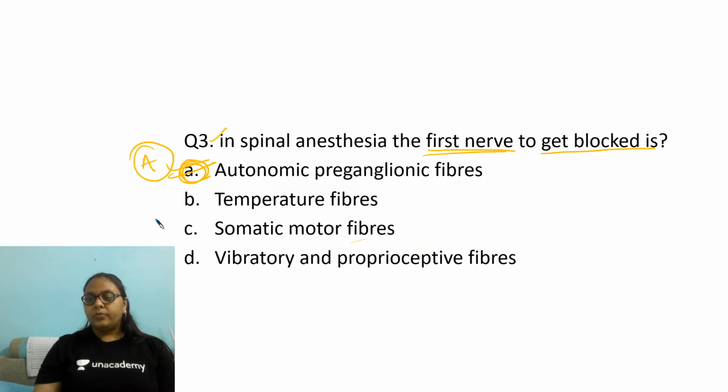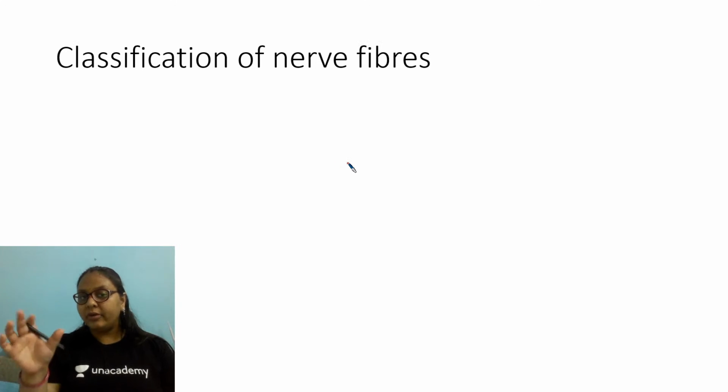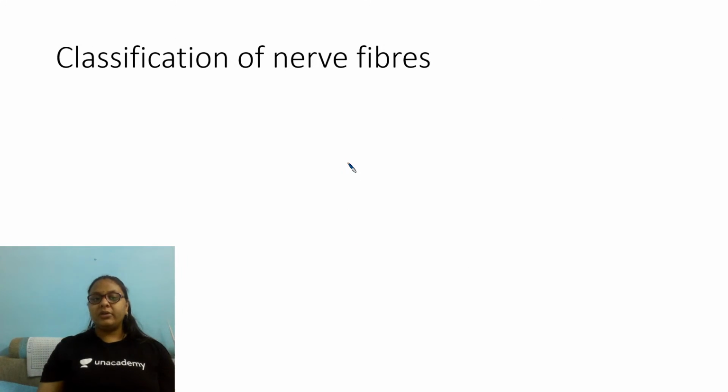Okay, now, so we were discussing question number 3, that is, in spinal anesthesia, the first nerve to get blocked is A, autonomic preganglionic, temperature, somatic, or vibratory. So the answer is autonomic preganglionic. How will we remember this?